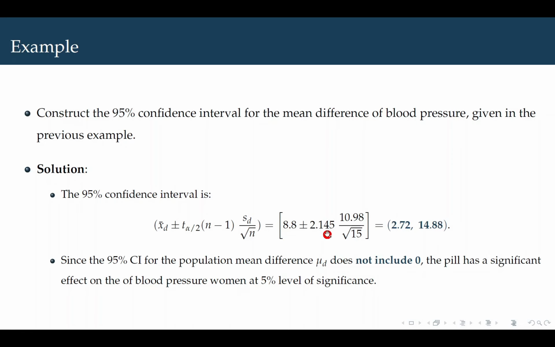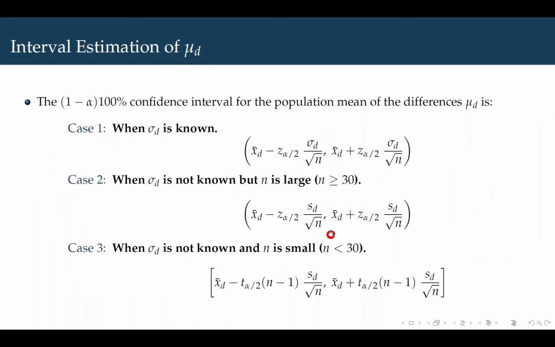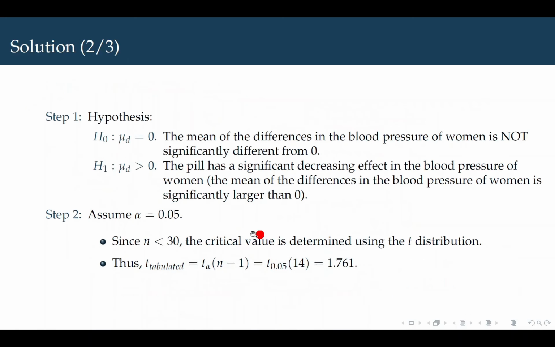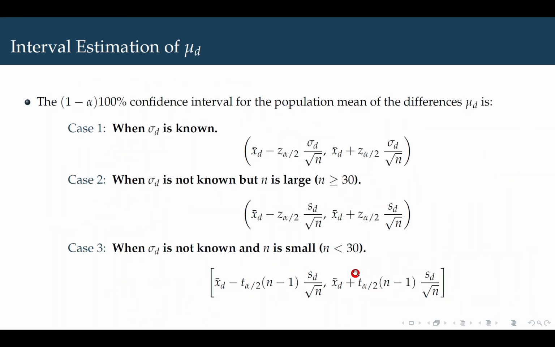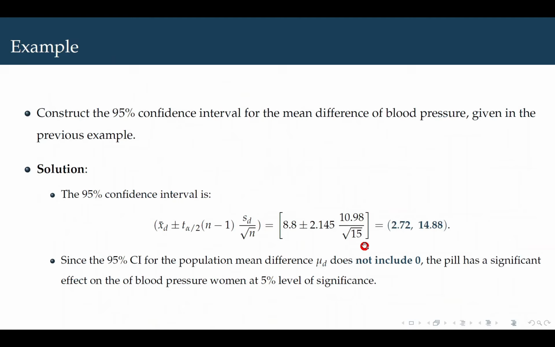Therefore, the value here is 2.145, which is different from the one that we used for the hypothesis testing, 1.761. Therefore, the lower bound for the population mean of the differences is 2.72, and the upper bound for the population mean of the differences is 14.88. Now, this confidence interval doesn't include the value 0. Therefore, this means the pill has a significant effect on the blood pressure of women at the 5% level of significance.